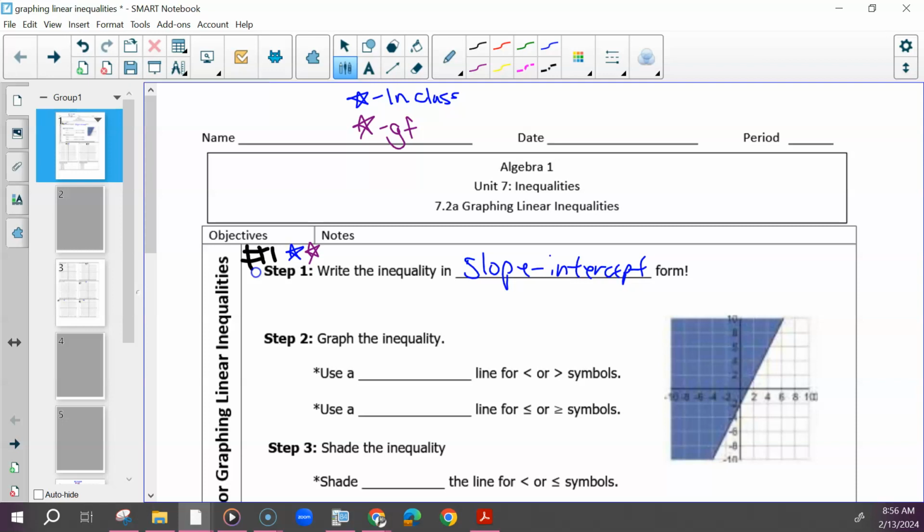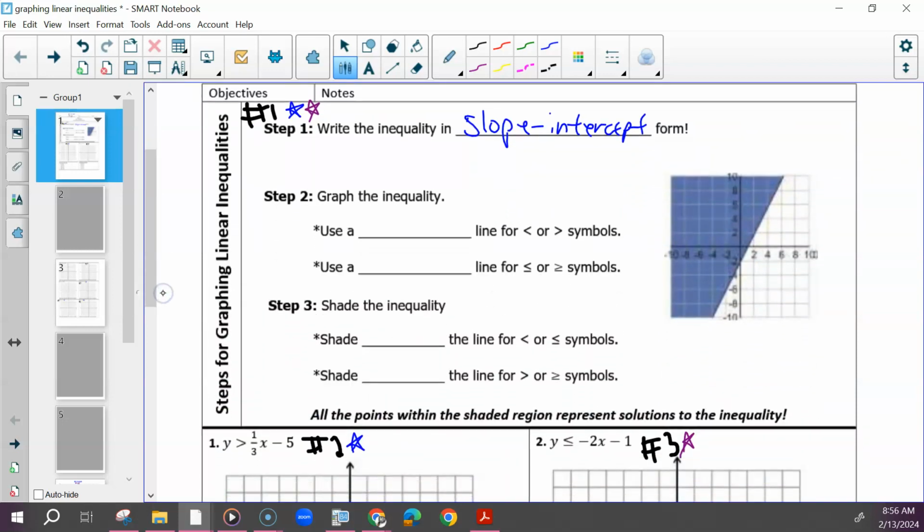And then because it's an inequality, we have some specific rules we have to follow. We're going to use different types of lines. We're going to use a dashed line if it's strictly less than or strictly greater than, and a solid line if it's less than or equal to or greater than or equal to. We'll talk about the difference between those here in a moment.